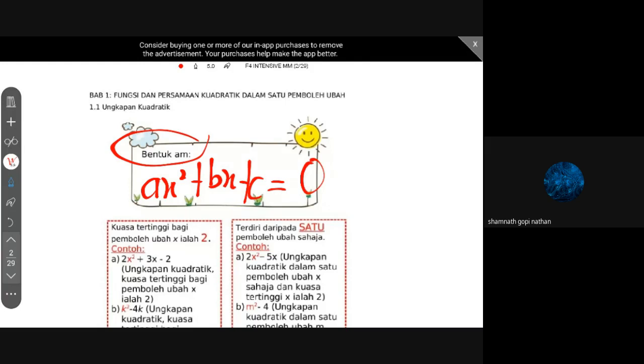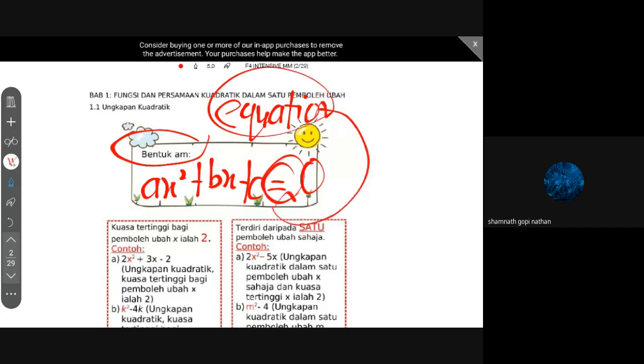Okay, whenever you talk about equation, bila kamu bincang pasal persamaan, always must have an equal sign. Equation, persamaan kena ada tanda sama dengan. It has to have an equal sign. Then only you can call it as an equation. Okay, guys? So this is something basic lah. Okay. So let's see other parts.